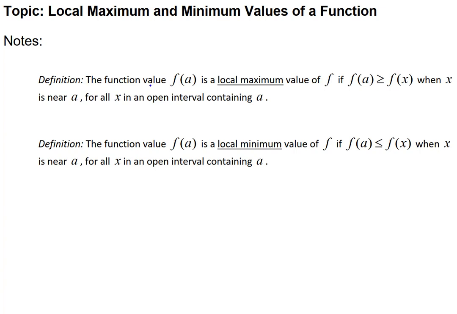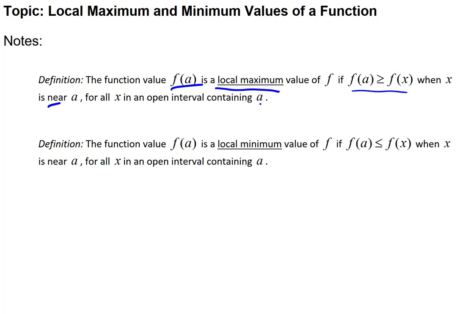First, we'll say the function value f of a is a local maximum value of function f if f of a is greater than or equal to f of x when x is near a, for all x in an open interval containing a. Now, there's a lot to this definition, so let's try to unpack it a little bit before we see an example.